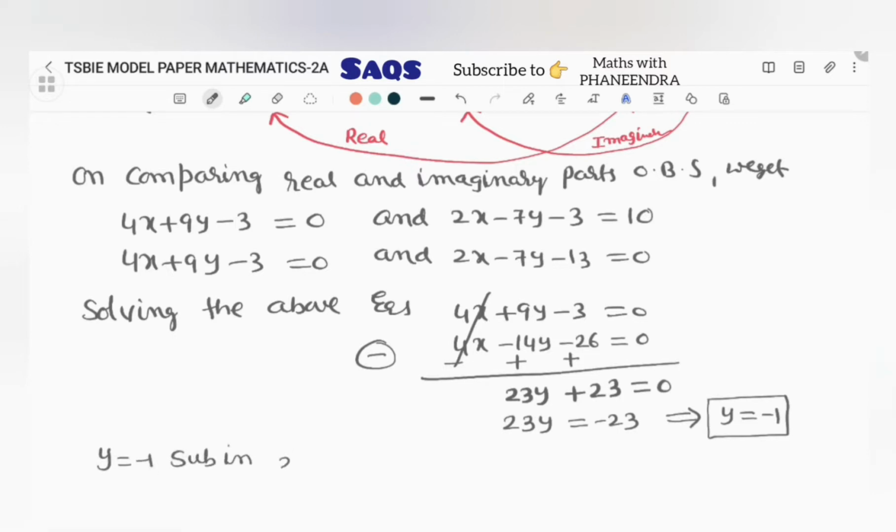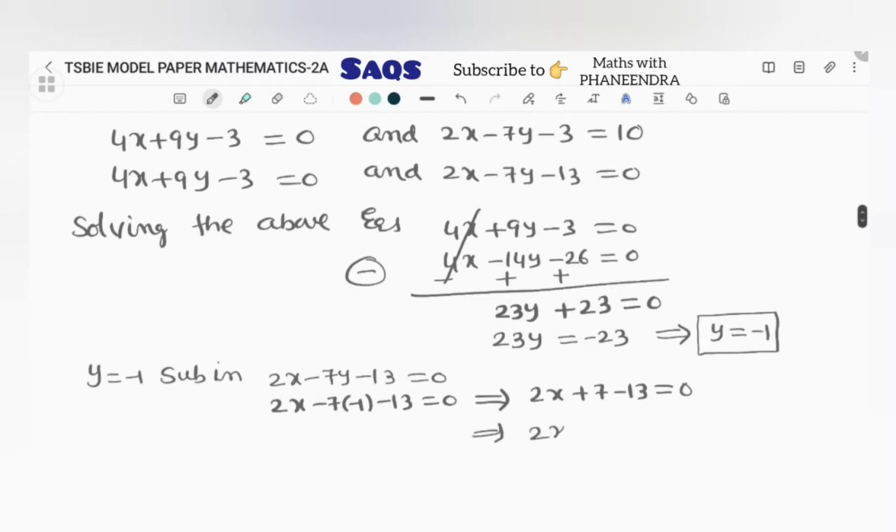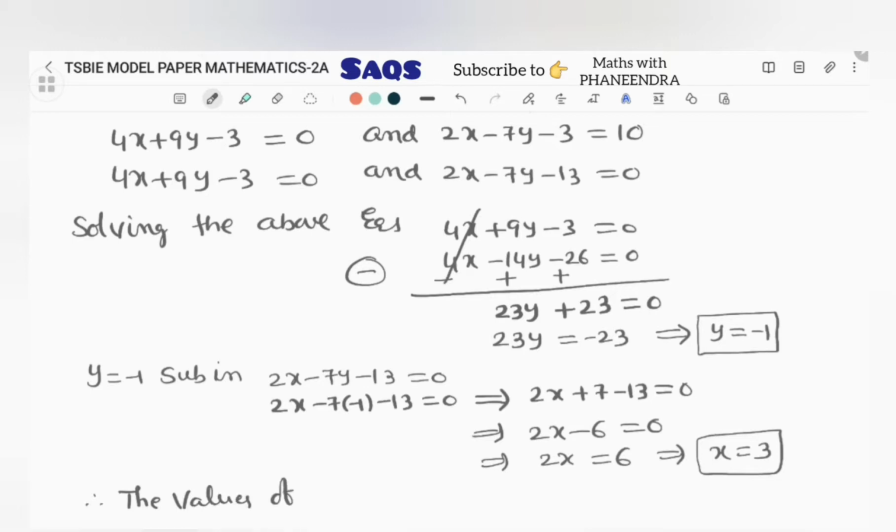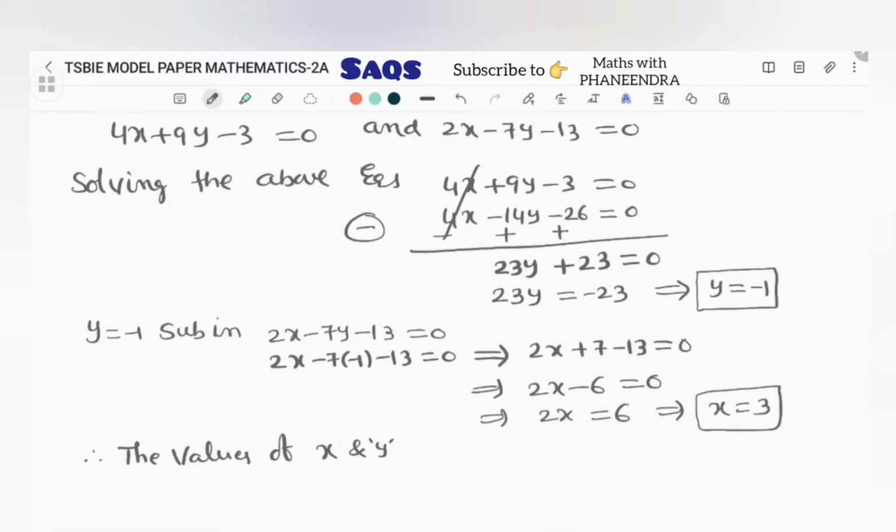Substitute in 2x minus 7y minus 13 equal to 0. So 2x minus 7 into minus 1 minus 13 equal to 0. That implies that 2x plus 7 minus 13 equal to 0, 2x minus 6 is equal to 0. So 2x is equal to 6, that implies x is equal to 3. Therefore, the values of x and y are 3 and minus 1. We'll move to the next question, dear students.